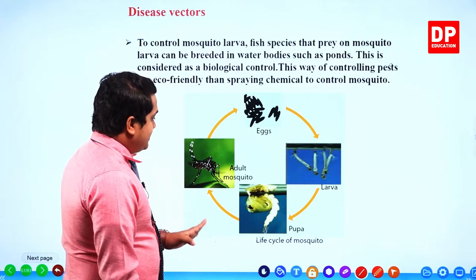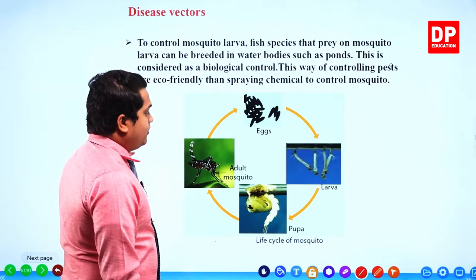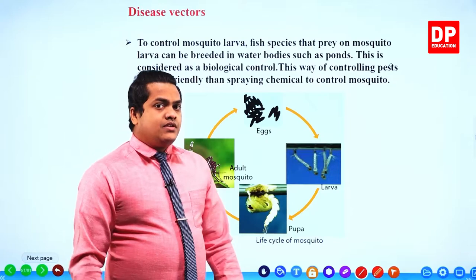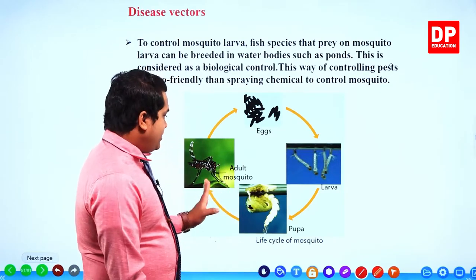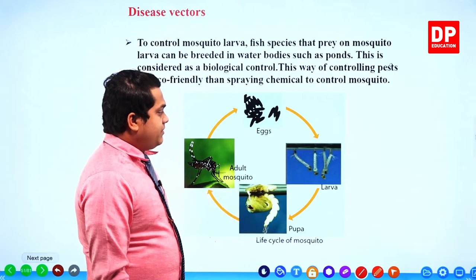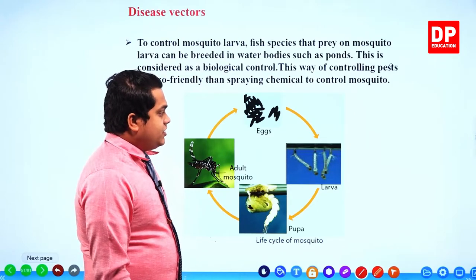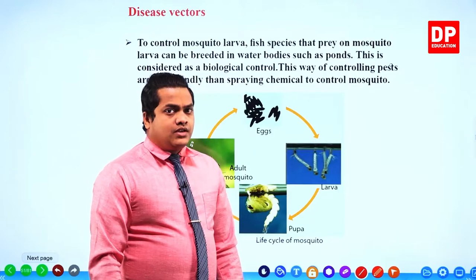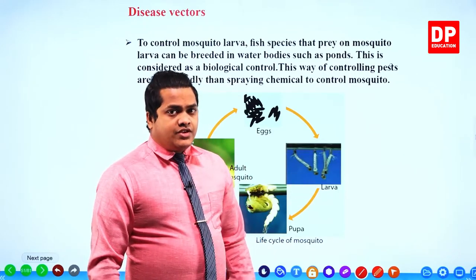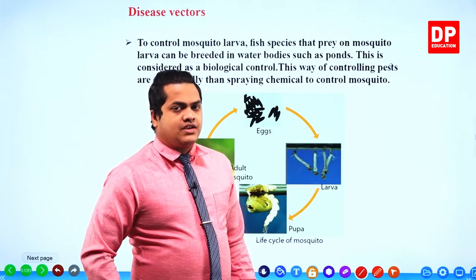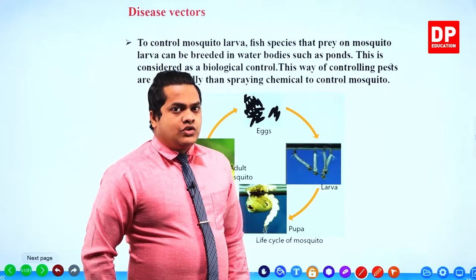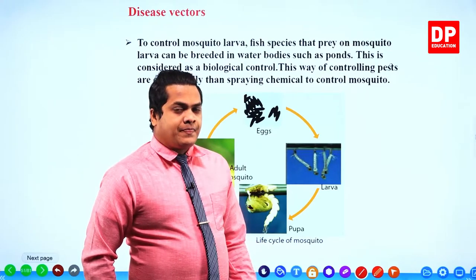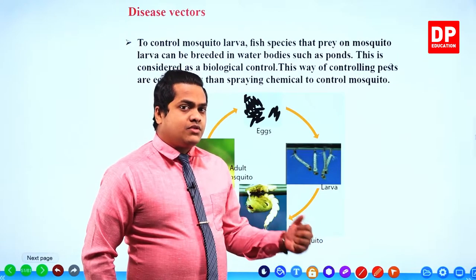So, my dear children, this is the life cycle of the mosquito. By looking at it, you can see that the mosquito also undergoes complete metamorphosis. The mosquito lays eggs, and from the eggs, larvae come out. In the larval stage, the mosquito larva lives completely within the water. This larval stage is the most vulnerable, most sensitive stage of the mosquito's life cycle. To destroy mosquito larvae, we can breed or spread fishes that feed on mosquito larvae.